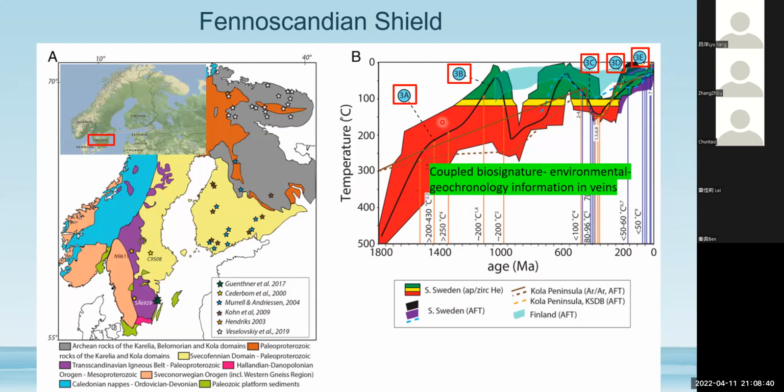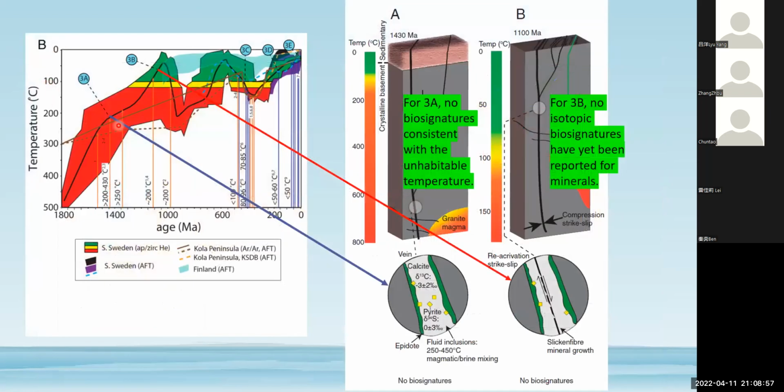So they also compared the thermal history of this area with the biosignatures, because the thermal history gives predictions, and we can use these biosignatures to validate this prediction. We can see for 3A, the thermal history predicts that in this time the temperature is too high to be habitable for life to survive, and there are no biosignatures here, so that is consistent with this prediction.